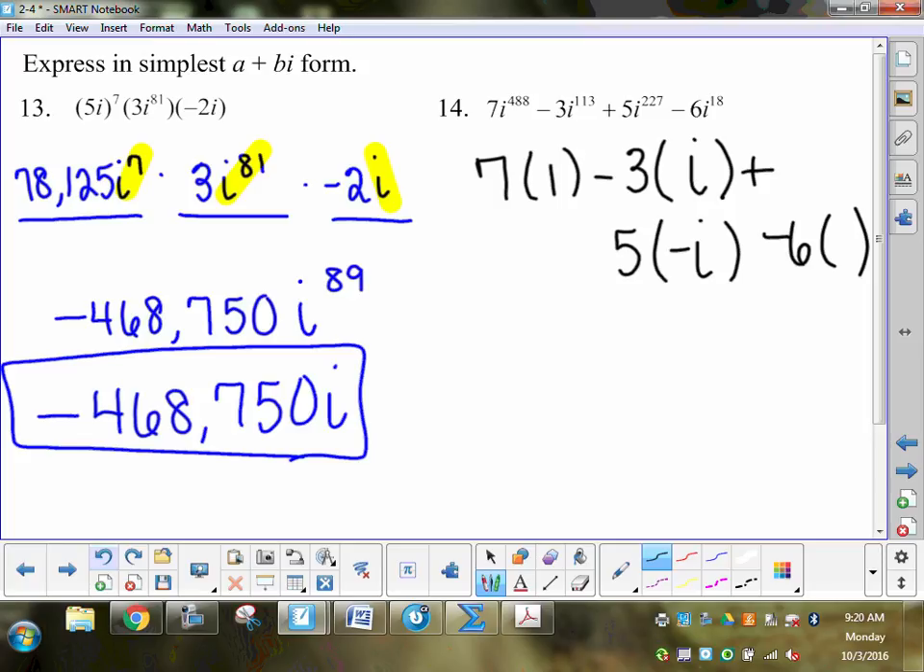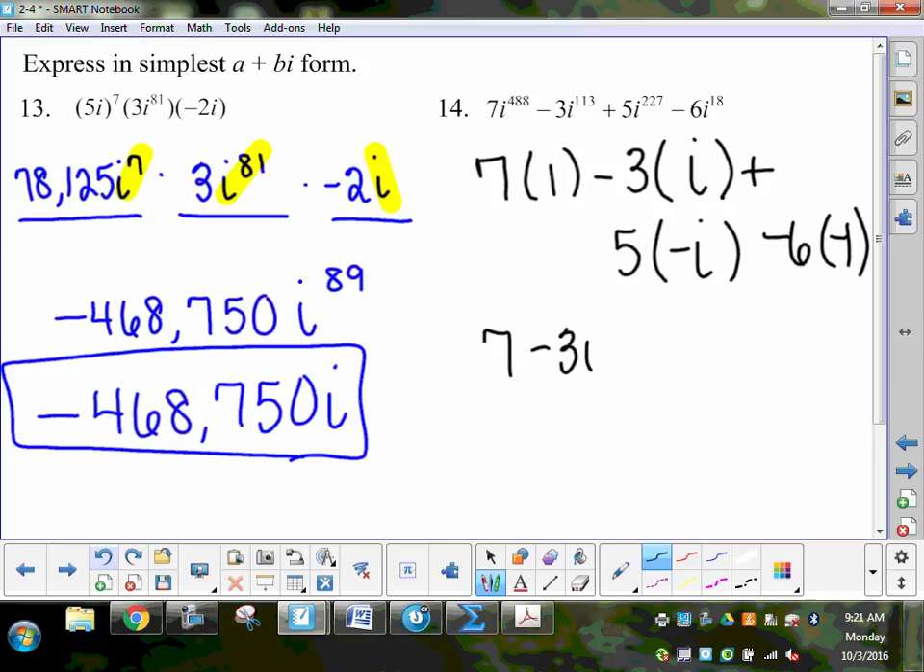Now, let's simplify this out. This is 7 times 1. All right, I'm good at that. That's 7. Negative 3 times i would be negative 3i. Plus 5 times negative i, that's minus 5i. And at the end, I've got plus 6. What would you give out as your final answer?